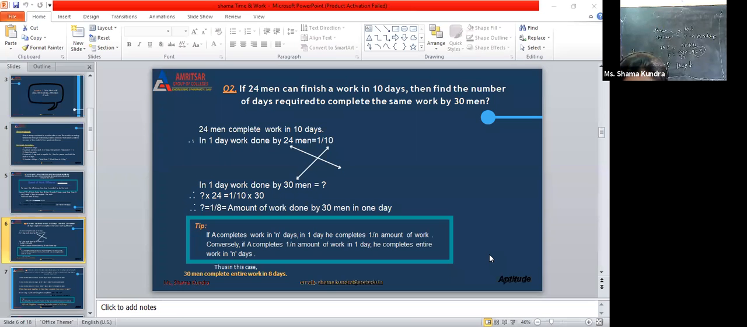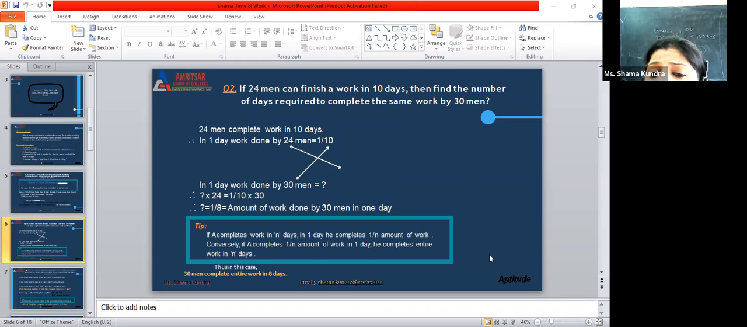See in this slide, what is the tip? What was the inversion tip? If we have n, just invert it to 1 by n. Now let us see what they have given. 24 men finished the entire work in 10 days. 24 men in 10 days.